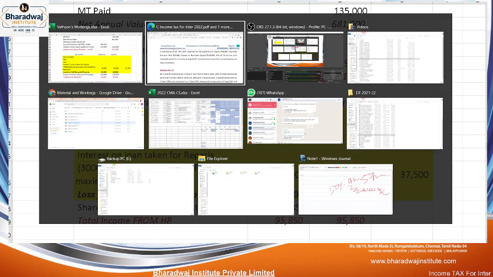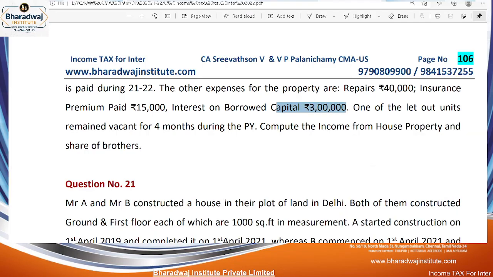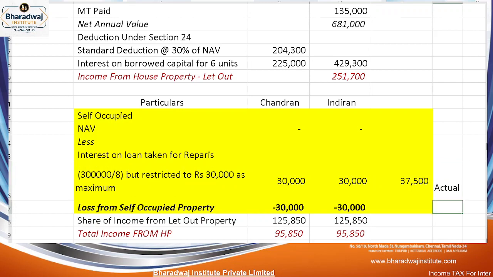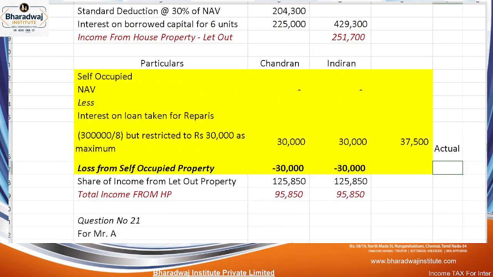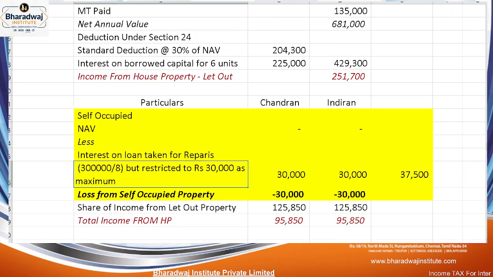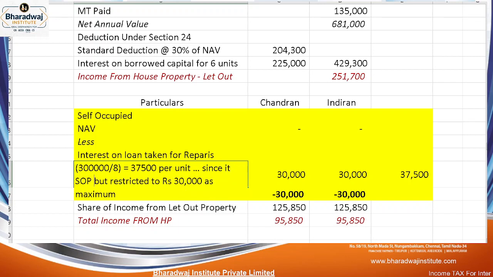Once again I repeat, this interest on loan, I request you to please make a change. Interest on borrowed capital, here I forgot to type one word, for repairs. So 3 lakhs by 8, this is the actual interest. But maximum we can claim only how much? 30,000. Maximum we can claim 30,000. Since it's self-occupied property, restricted to a maximum of 30,000.